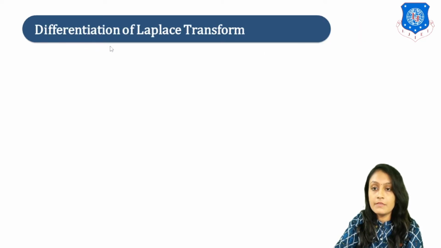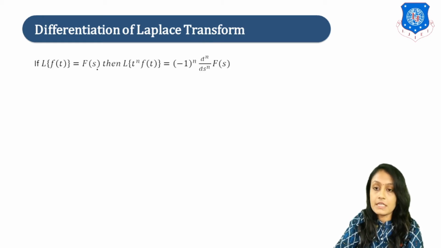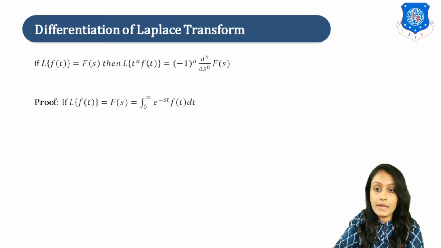Okay, now we'll begin with a new topic, that is differentiation of Laplace transform. If Laplace transform of f(t) is equal to F(s), then Laplace transform of t raised to n f(t) is what? Minus 1 raised to n d raised to n upon ds raised to n F(s). Okay, so whenever we are applying t raised to n to this f(t), what we have to do? We have to apply this formula, that is minus 1 raised to n d raised to n upon ds raised to n F(s). Now firstly we will prove this.